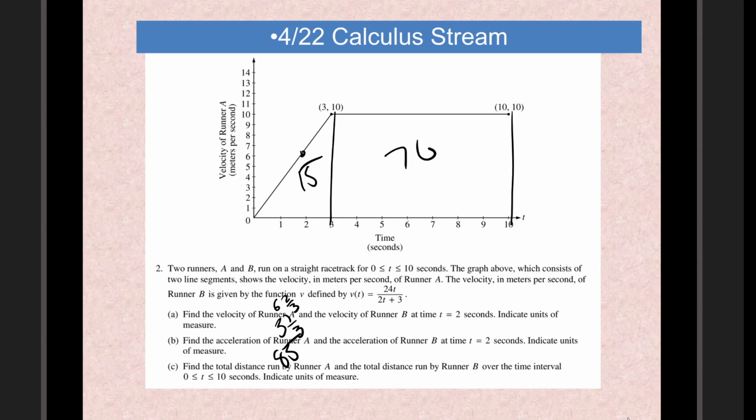Runner B, we have to use the equation, so things are a little harder, but not really. It's like 48 over 7. You just plug 2 in for the velocity. I do need to put units for all these, so I should have been doing that. Meters per second squared, and meters per second. And the next one will be meters per second squared. If you use your calculator to take the derivative of this and plug it in, you should get 1.469 meters per second squared. You could also do the quotient rule with this, and that would have worked out just fine.